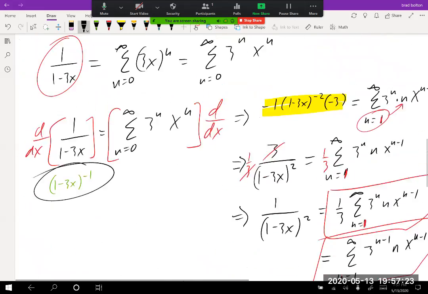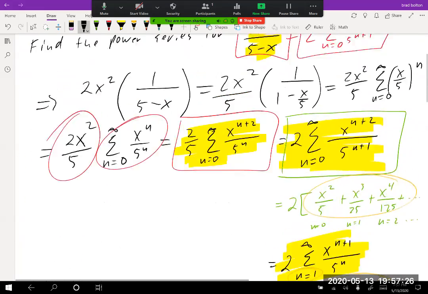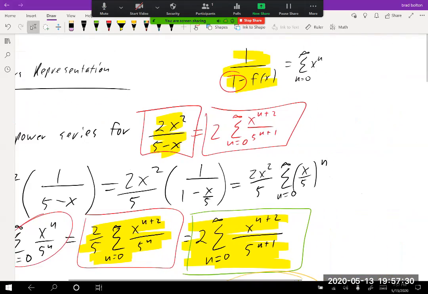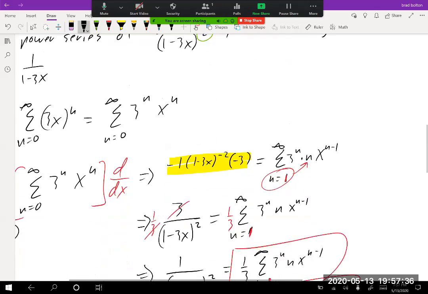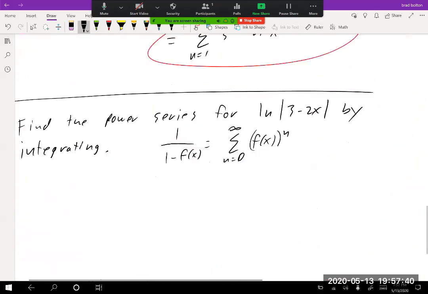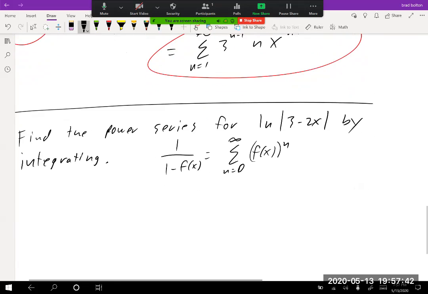Did I write that wrong up here also? I'm thinking back. I think I wrote it wrong. Yeah, I wrote it wrong right here. F of x to the n. Thank you for reminding me of that. Just kidding. All right, so a little online humor.